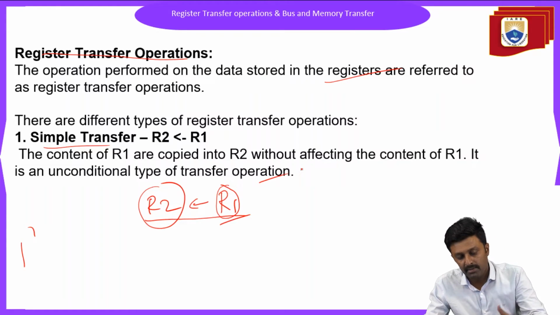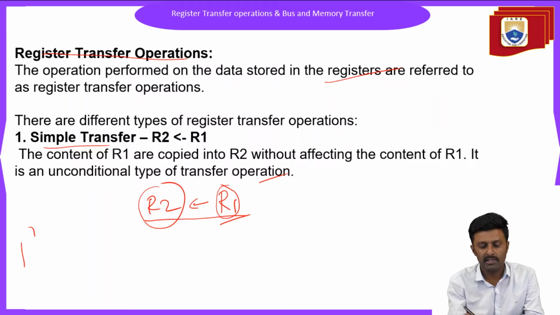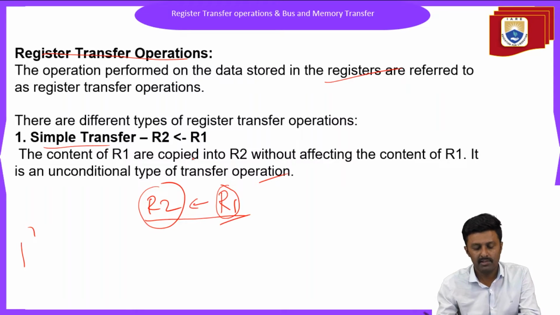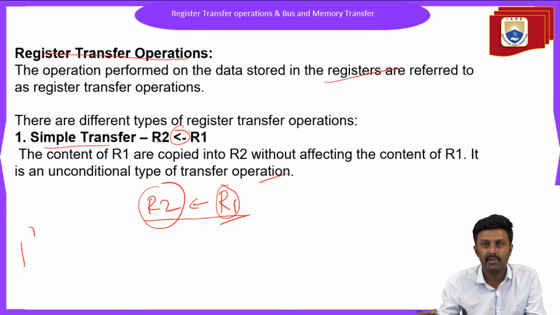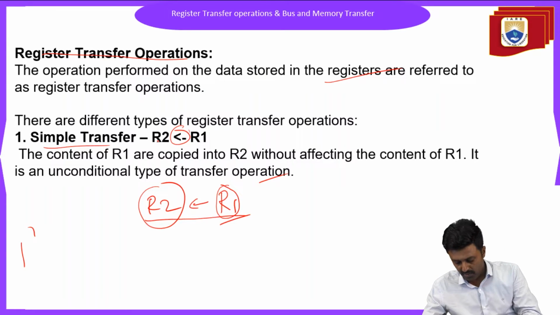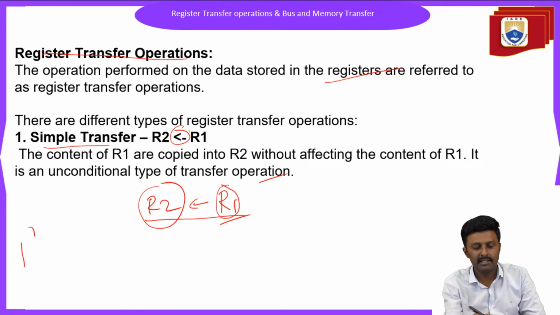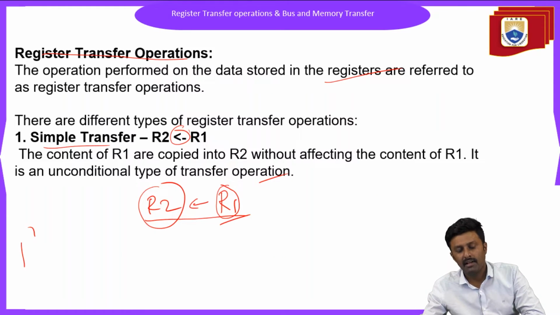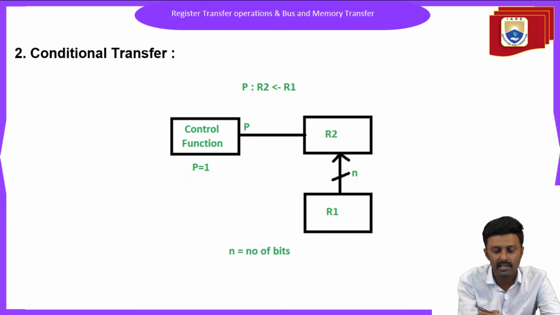So that is the first type of register transfer operation, performing operations on the data stored in the register. The first one is called simple transfer. If you want to transfer, we use this symbol to transfer the data from R1 to R2. The first example is a simple transfer. In the second example, we'll transfer the content with the help of some conditions. It is called conditional transfer.